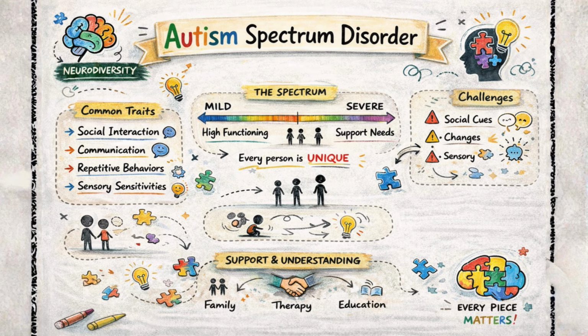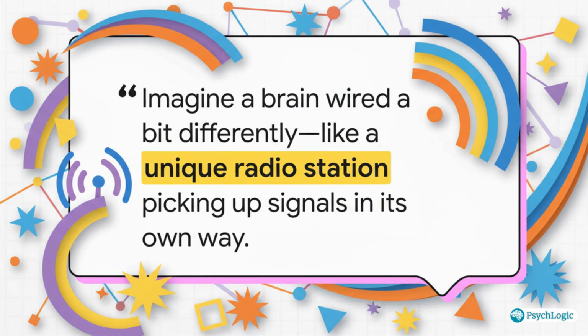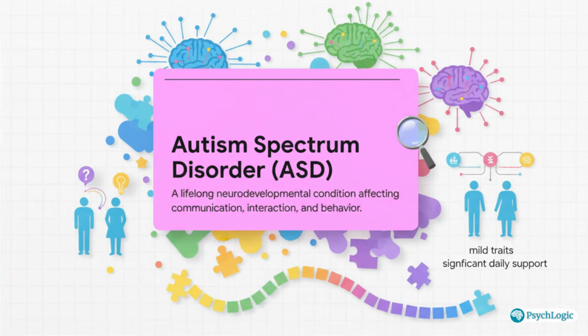Now that we have covered most of the major neurodevelopmental disorders outlined in the DSM-5, let us move on to the final, and perhaps one of the most significant, conditions: autism spectrum disorder. Autism isn't about a brain being broken or wrong. It's about having a fundamentally different kind of wiring that just perceives and processes the world in its own unique way. So what's the official definition?